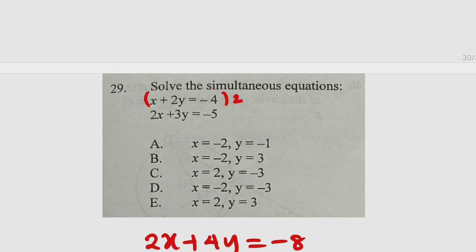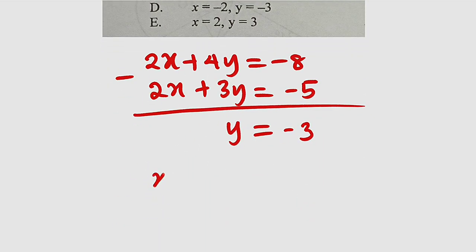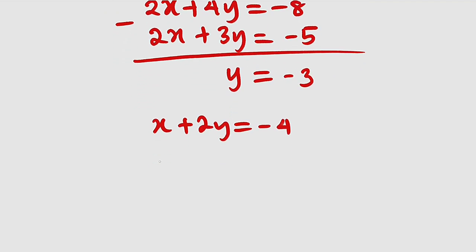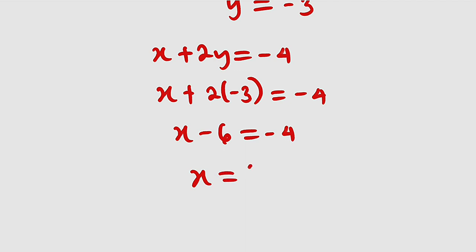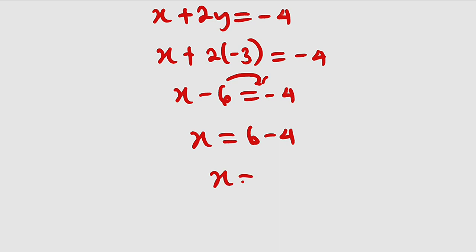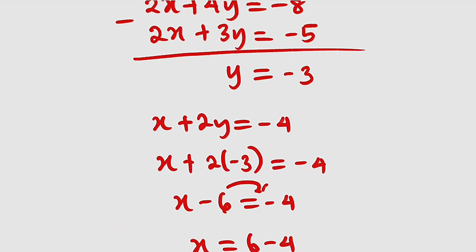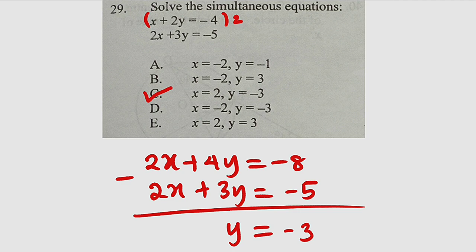And let's use this equation, x plus 2y equals negative 4. Already y is negative 3, so x plus 2 times negative 3 is equal to negative 4. x minus 6 equals negative 4. And finally, x equals 6 minus 4 if you take this one to the other side. And x is equal to what? 2. Therefore, x is equal to 2 and y equals negative 3, which is option C.